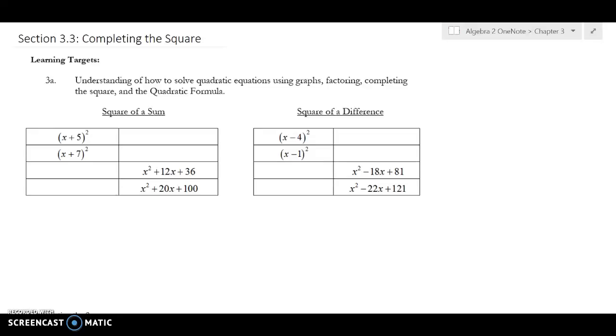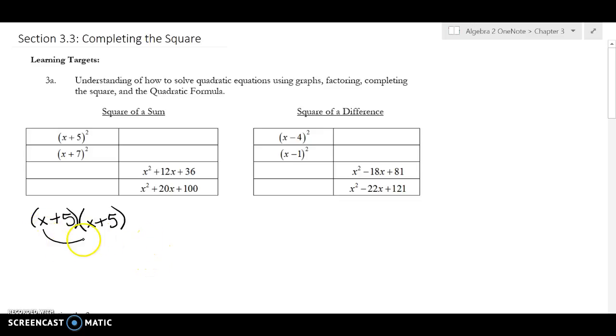All right, what we're working with today is section 3.3, completing the square. And first thing we have to know is kind of what a square is. And so there's a square of a sum and a square of a difference. Let's look at this one, x plus 5 squared. That means that I have two of them. And so there's two ways to see this.